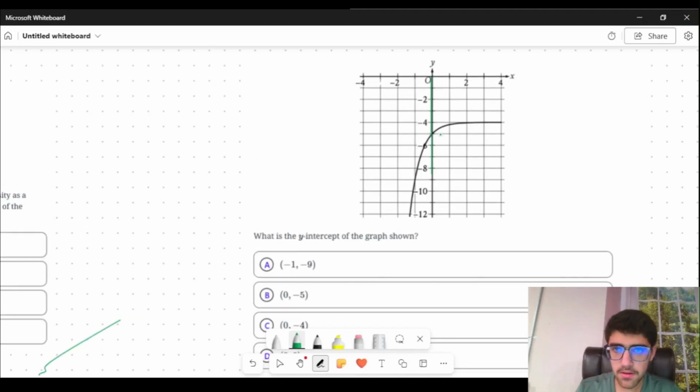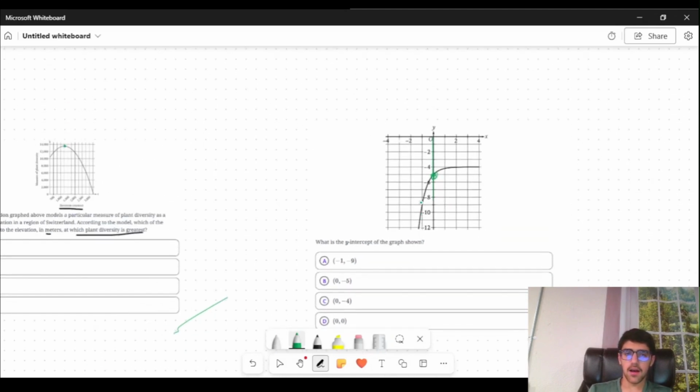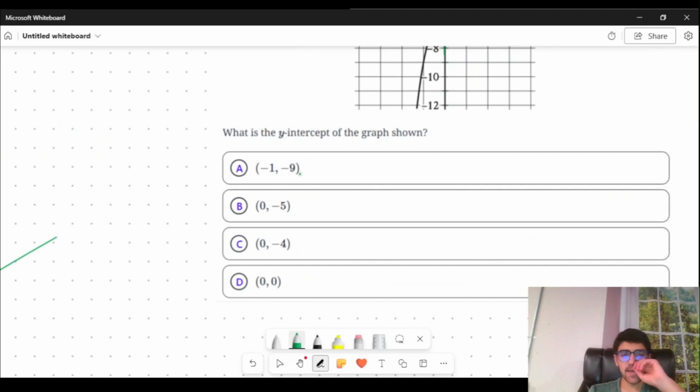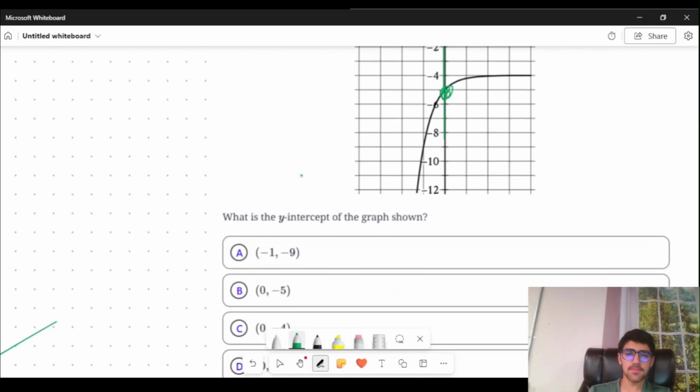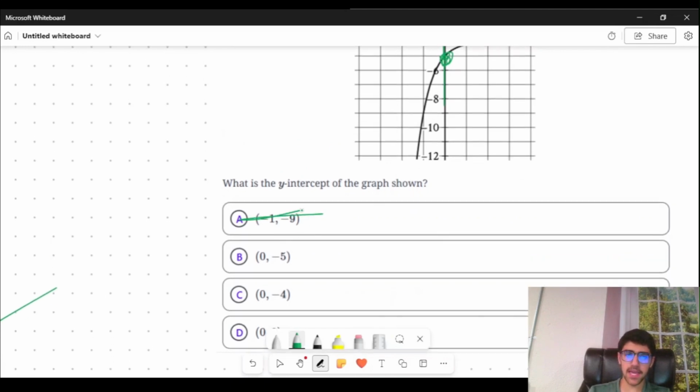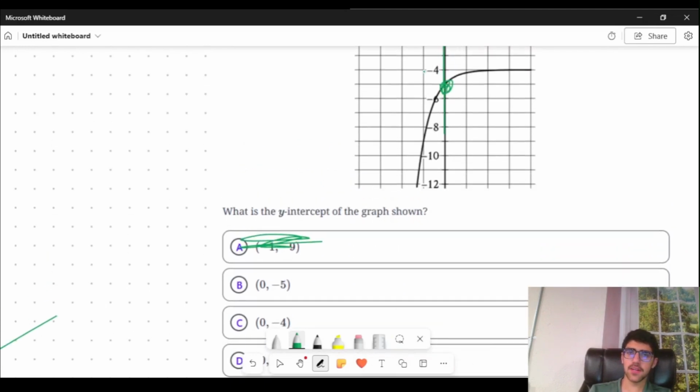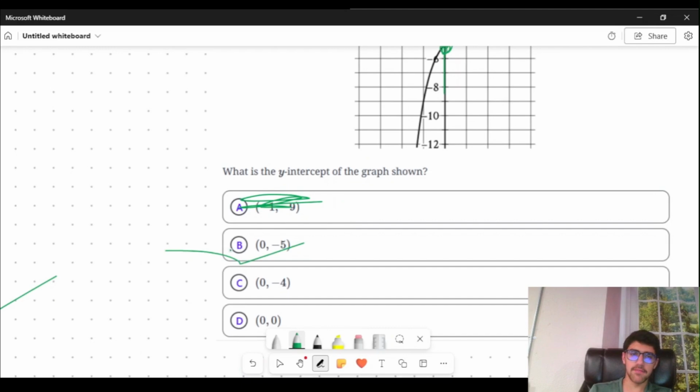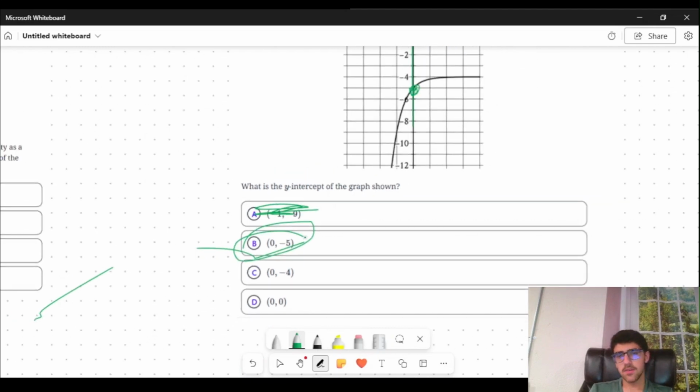It crosses the y-axis at the point where x equals 0 and y equals negative 5. So you could automatically cancel A, because you know the y-intercept is when x is 0, so it can't be A because x is negative 1. And then you just look at the graph, you know that the answer is 0 comma negative 5. This one. So that's it for the easy questions.